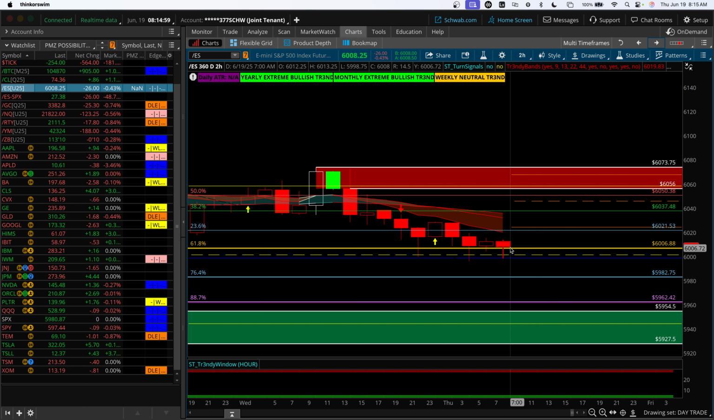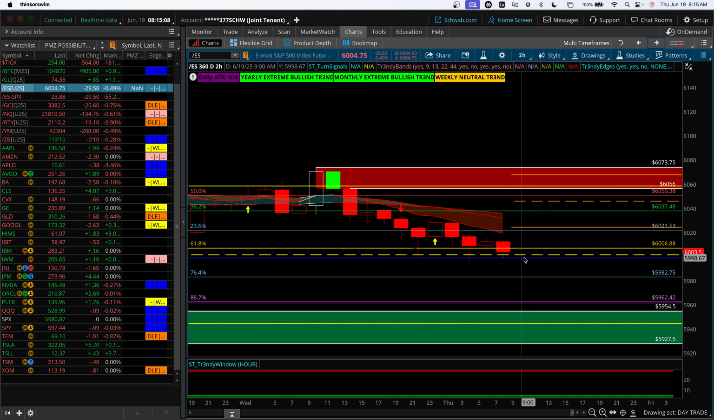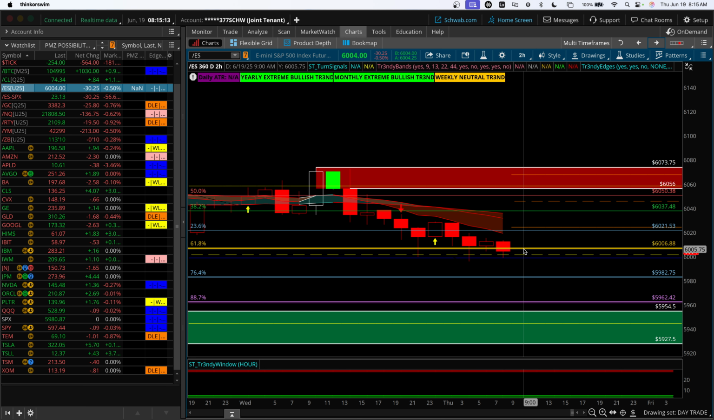So, if I were wanting to play a reversal of the current downtrend that ES is in, I can use these levels as an entry if I choose.